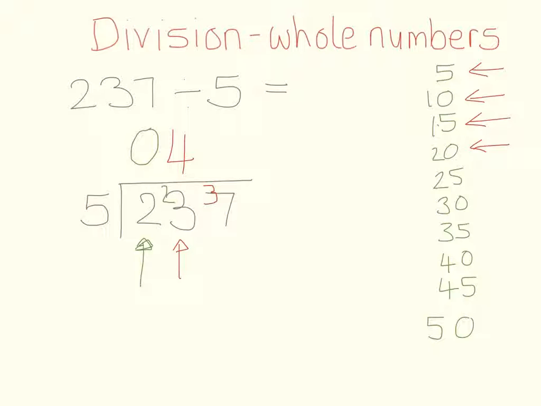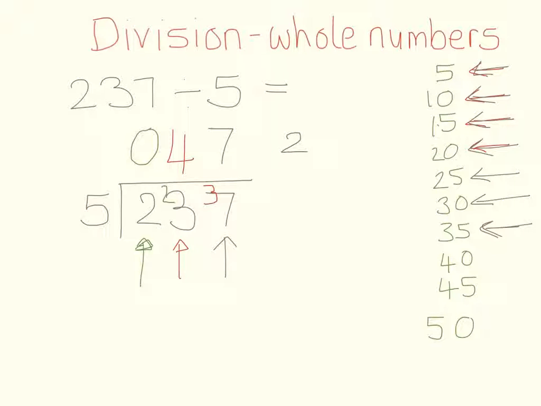This next one would then become 37. So the closest I can get to 37 in the 5 times table without going over is 35. So that would be 1, 2, 3, 4, 5, 6, 7 groups. So I'm going to put 7 there. And then the difference between the 35 that I managed to put into groups and the 37 that I had is a difference of 2. So I've got remainder 2.